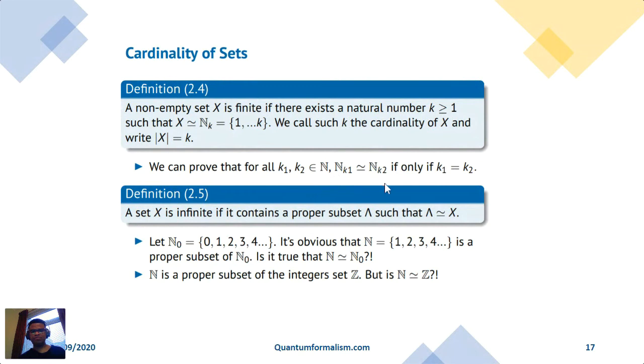Obviously, this is something you can prove: if you have k1 and k2, then N_k1 and N_k2 are isomorphic if and only if k1 equals k2. And I've chosen this definition: X is infinite if it contains a proper subset. You remember what a proper subset is? Such that the subset is isomorphic to X. So that means X is infinite if it can be put in one-to-one correspondence with a proper subset of itself.